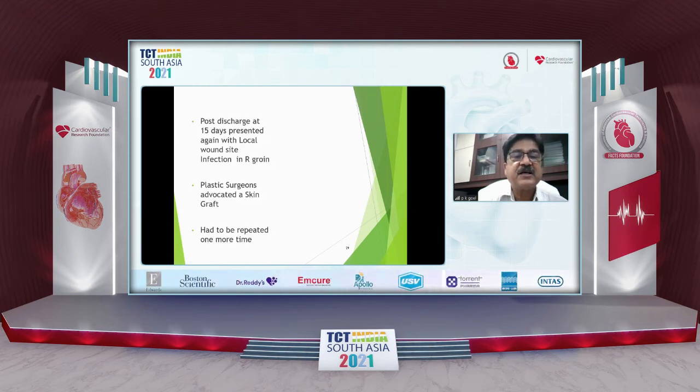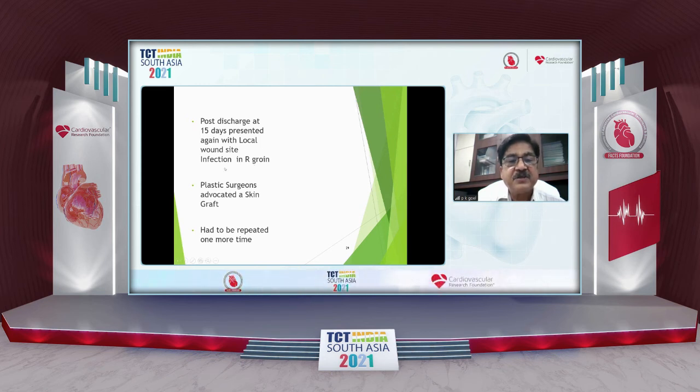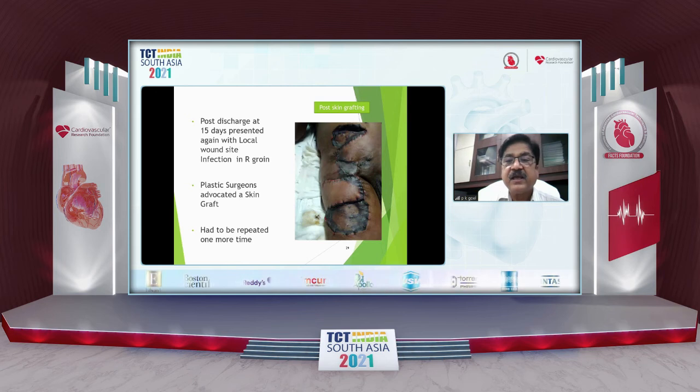So post-discharge at 15 days, the patient unfortunately presented again with a local wound site infection. That had healed, everything was done, but the surgical wound that was created because of the fem-fem bypass and the embolectomy had some infection, and then plastic surgeons were roped in, and they had to do some skin grafting, and then that had to be repeated. And that is the horrific picture we ended up with after all the skin grafting and everything. So this is the groin. That was very bad, I would say.